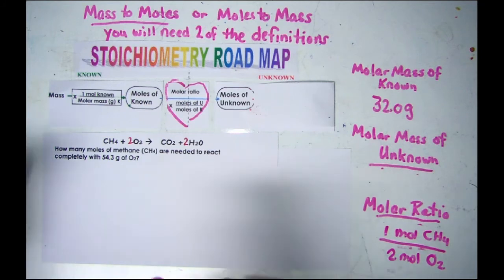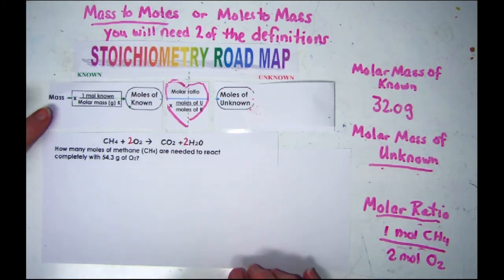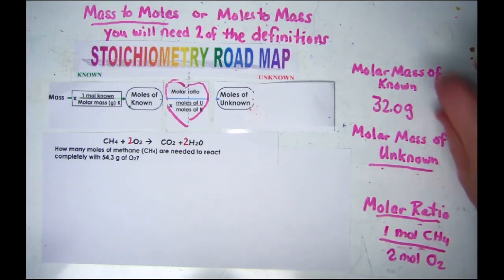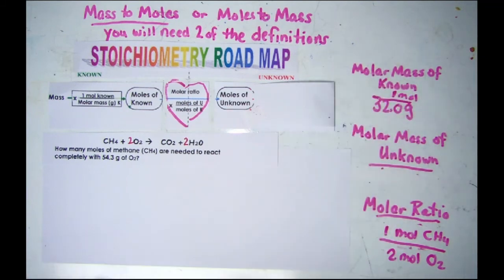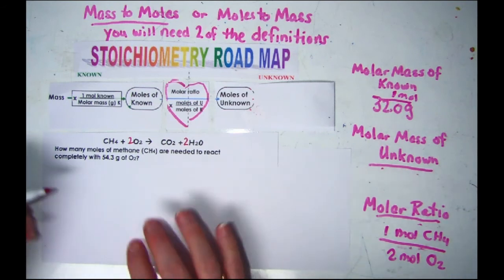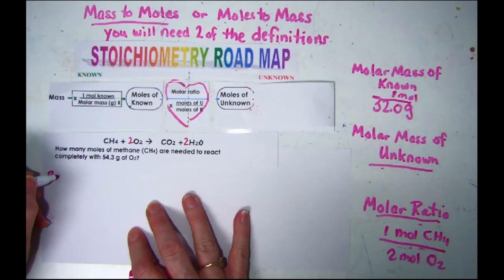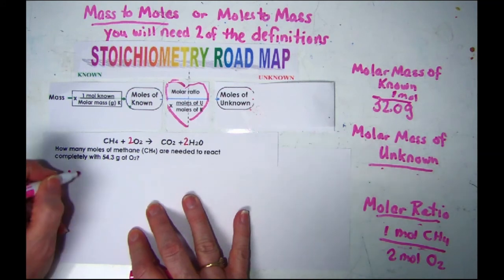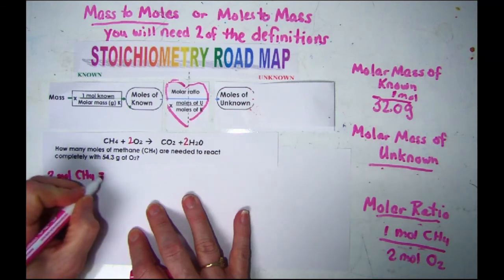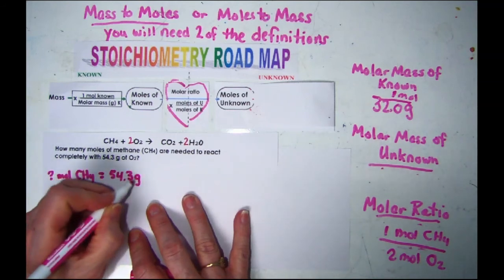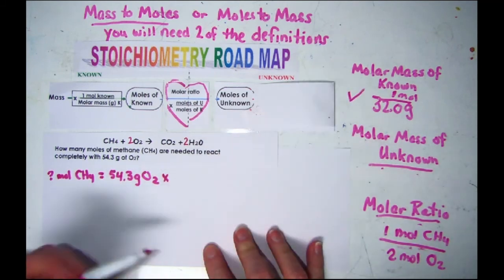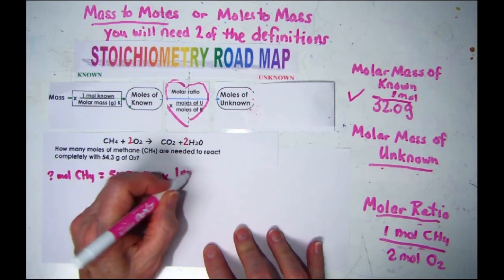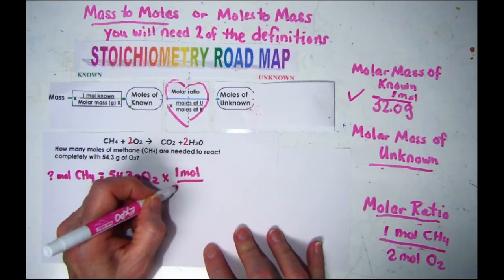All right, so we have our molar ratio and we have our molar mass. So all we're going to do this time is first do the mass times the reverse, dividing by the molar mass. So it's going to be 1 mole over 32.0 grams. So let's do this. We are asking how many moles of methane, CH4, equals 54.3 grams of oxygen. And we are going to multiply by, or divide by the molar mass, which is the same thing as multiplying by the inverse.